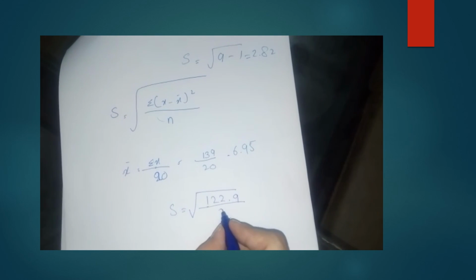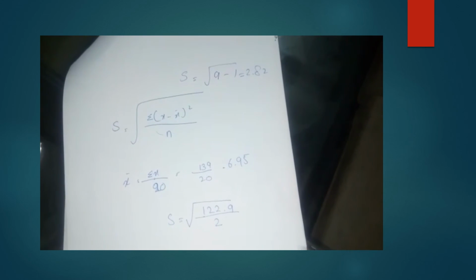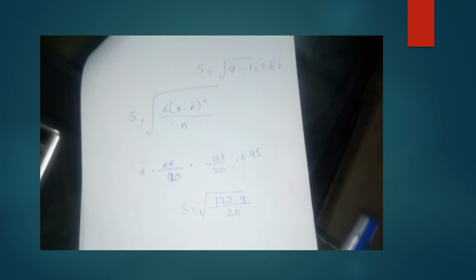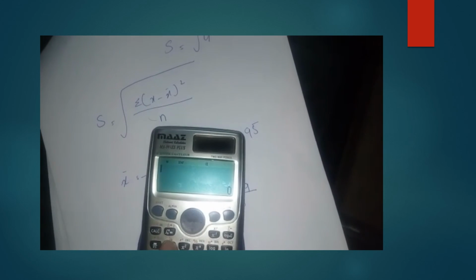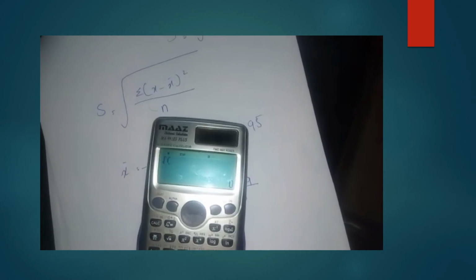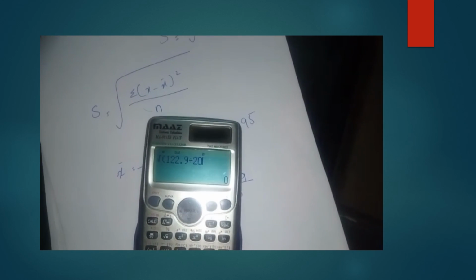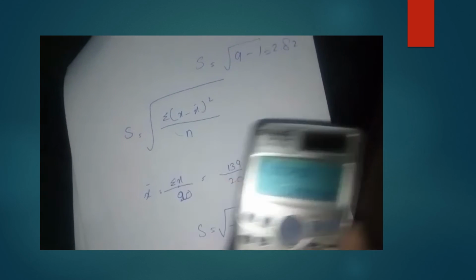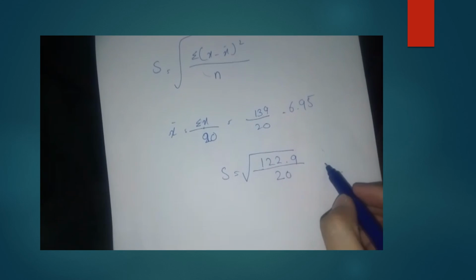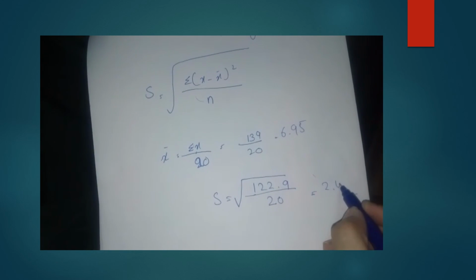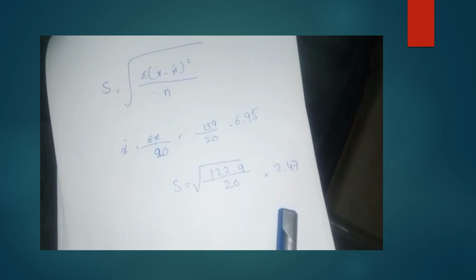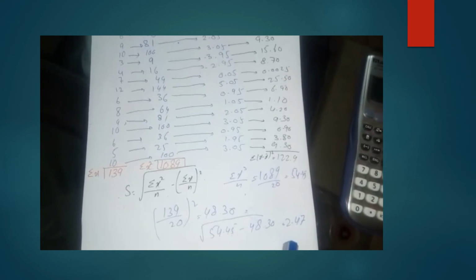So simply 122.9 divided by 20, under root, and the answer is 2.47. The same answer from both formulas.